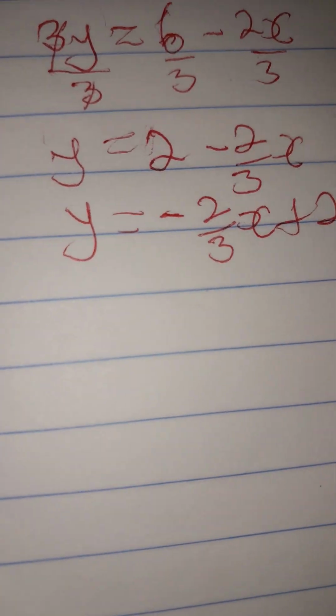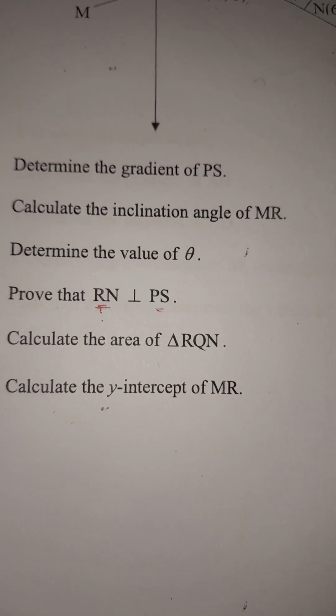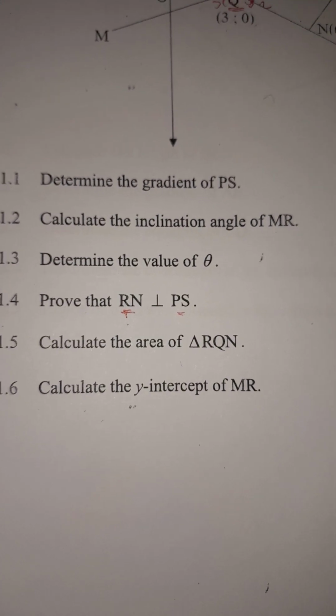This and this cancel. Remember, the aim is to make y the subject. How many times does 3 go into 6? It goes twice. So this is y equals 2 minus 2 over 3 x. Then let's write it in standard form: y equals negative 2 over 3 x plus 2. This is in linear form, so we can recall the linear equation y equals mx plus c, where m is the gradient. In this case, the gradient of PS will be negative 2 over 3. That's how you calculate the first question, in which you were required to determine the gradient of PS.